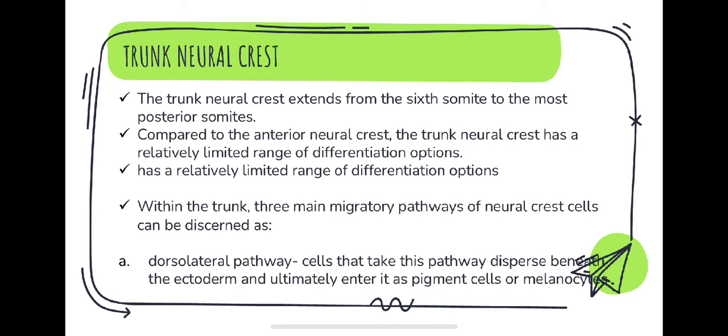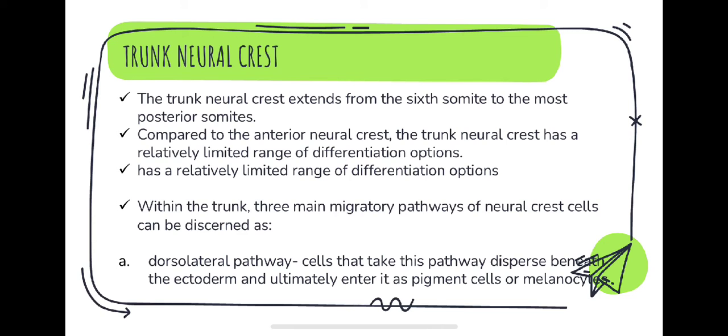The trunk neural crest extends from the sixth somite to the most posterior somite. In embryology, a somite is one of the longitudinal series of block-like segments in the middle layer of the tissue. The term somite is also used more generally to refer to the body segment of an animal. In the trunk neural crest, three main migratory pathways of neural crest cells can be discerned: the dorsolateral pathway, second is the ventromedial pathway, and the third is the ventrolateral pathway.